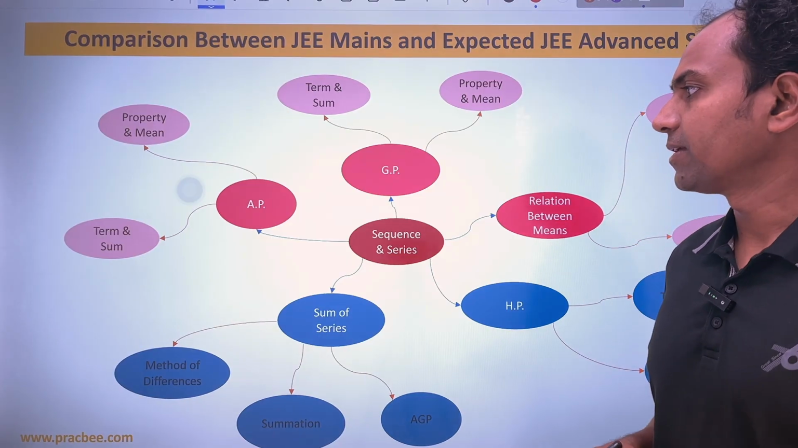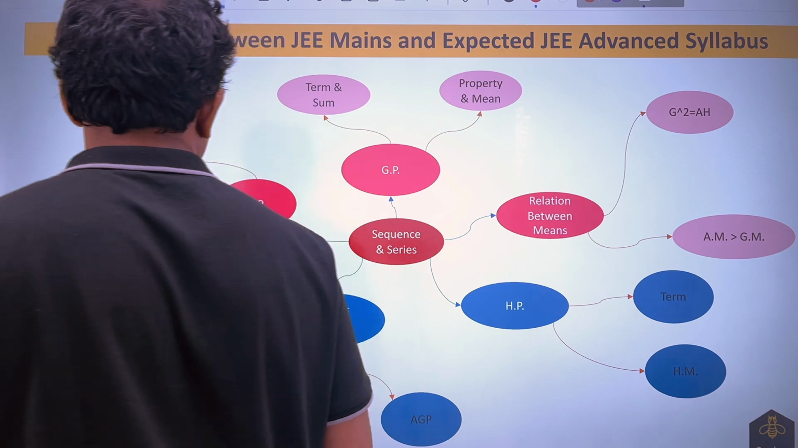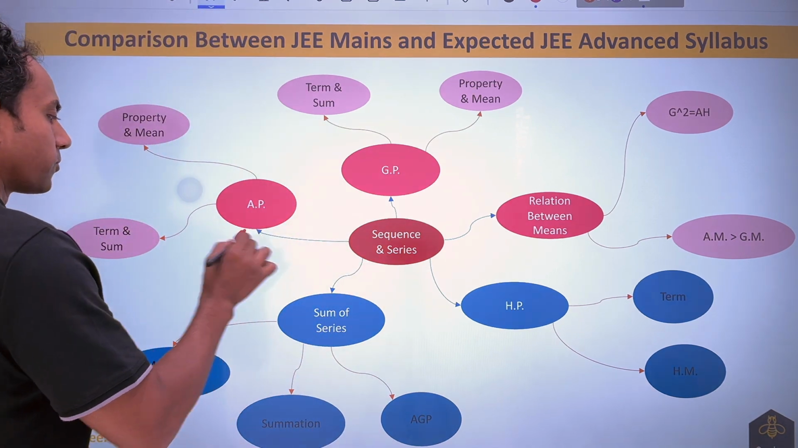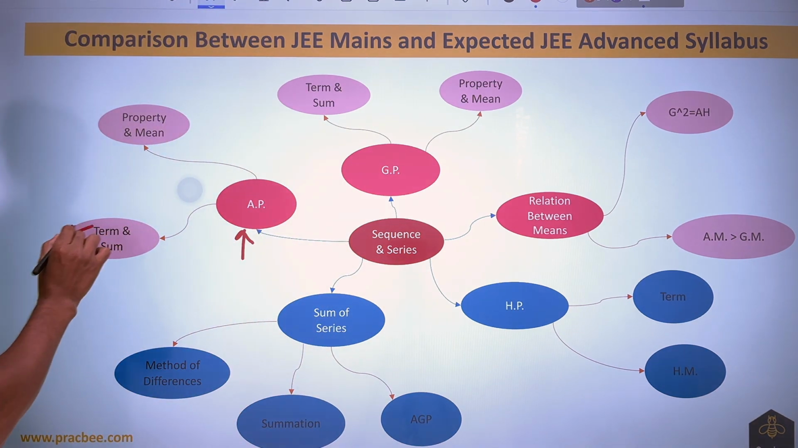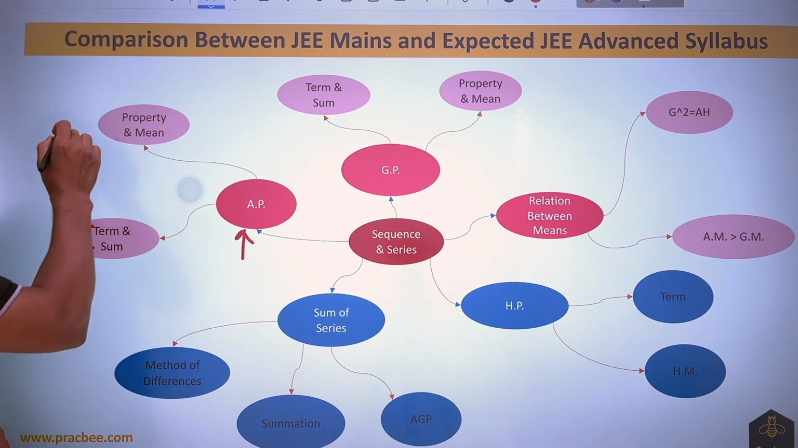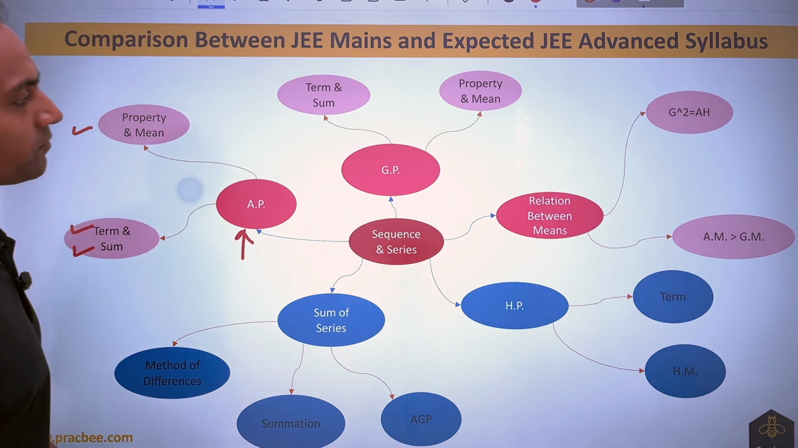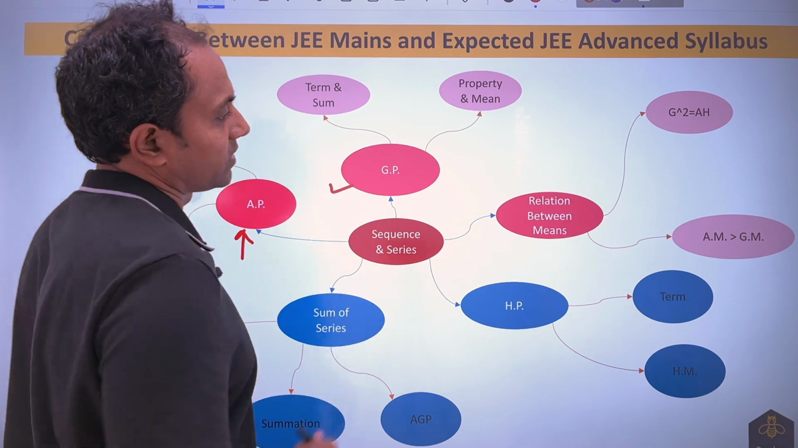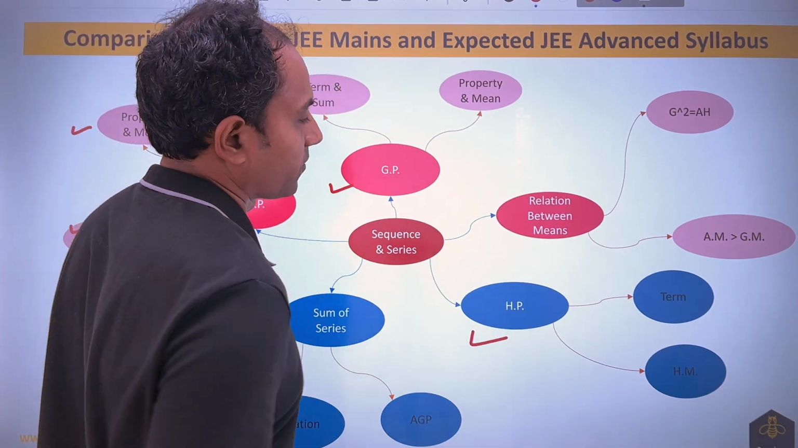Now if I start this topic from a mind map point of view, the chapter starts with arithmetic progression, where we start with the idea of nth term, sum of n terms, properties and means. And then we go into GP and do a similar kind of analysis. Then we go into HP and do a similar kind of analysis.